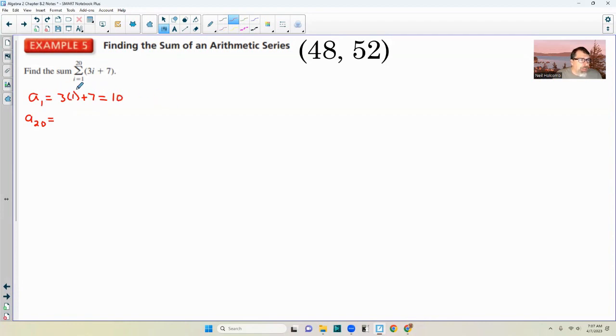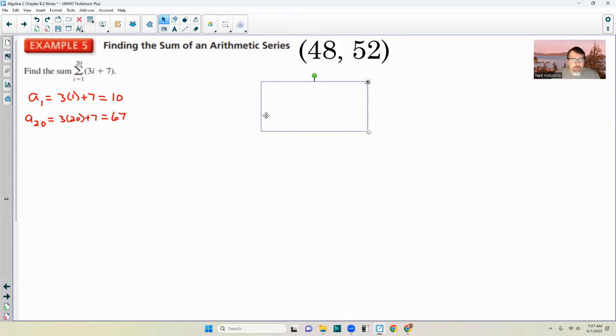And I want A sub 20. So plugging 20 into here, we get 3 times 20 plus 7. Well, 3 times 20 is 60, plus 7 is 67. So my first term's 10, my 20th term is 67.